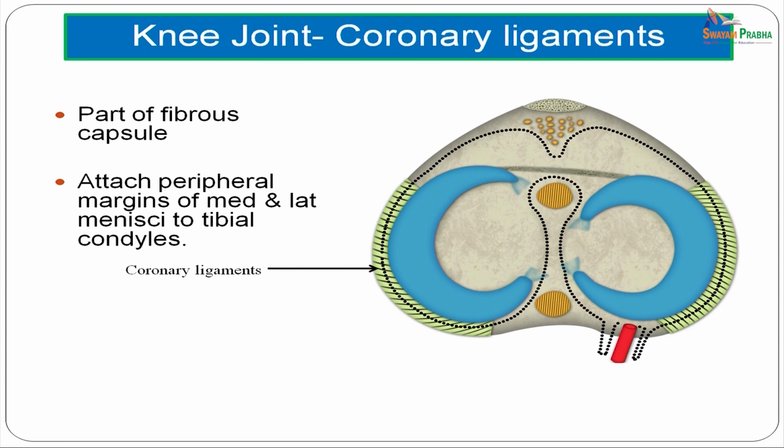Now, we will look at the third set of intracapsular ligaments, which are the coronary ligaments. The coronary ligaments are small ligaments which connect the peripheral aspects of the menisci to the tibial condyles as well as to the joint capsule.